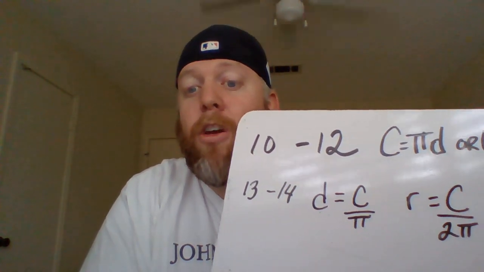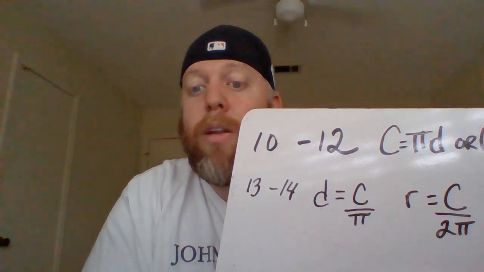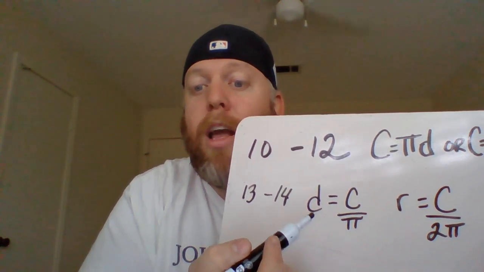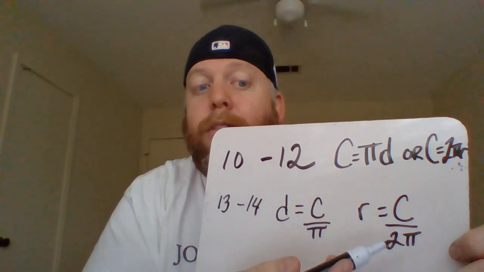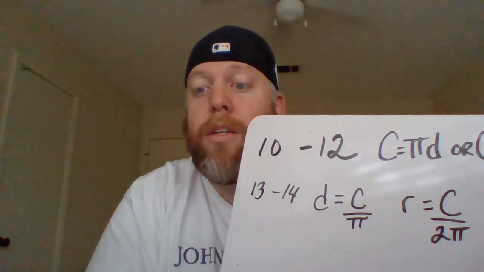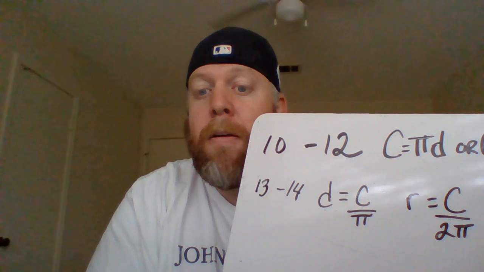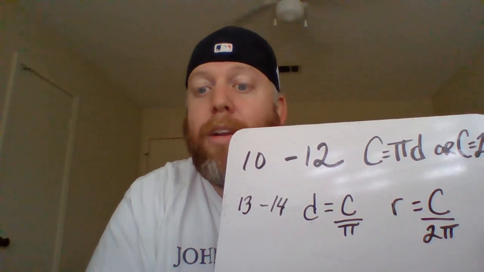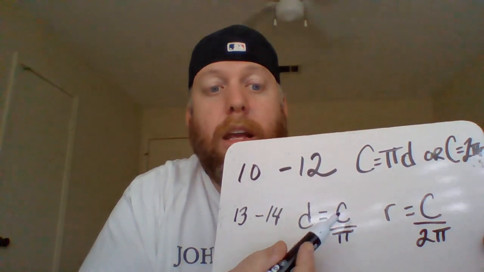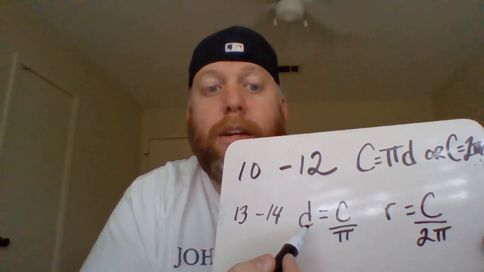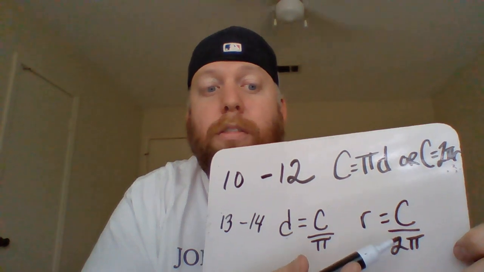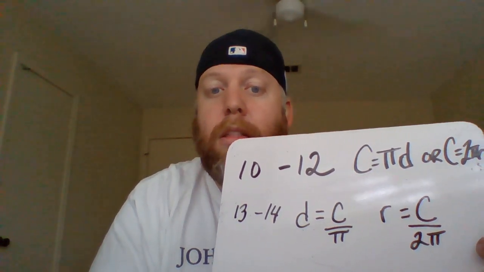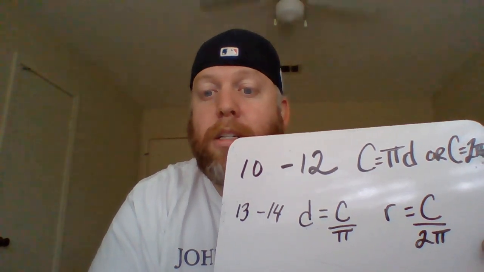So if I have a circumference of 227.6 yards, I'm going to plug it in here, divided by pi to find the diameter. And I'm going to plug it in here, divided by 2 pi to find the radius. And then on number 14, it says the circumference is 35.7 inches. I'm going to plug it in here and divide it by pi to find my diameter. And I'm going to plug it in here, divided by 2 pi to find the radius. All right? And then 15 and 16.